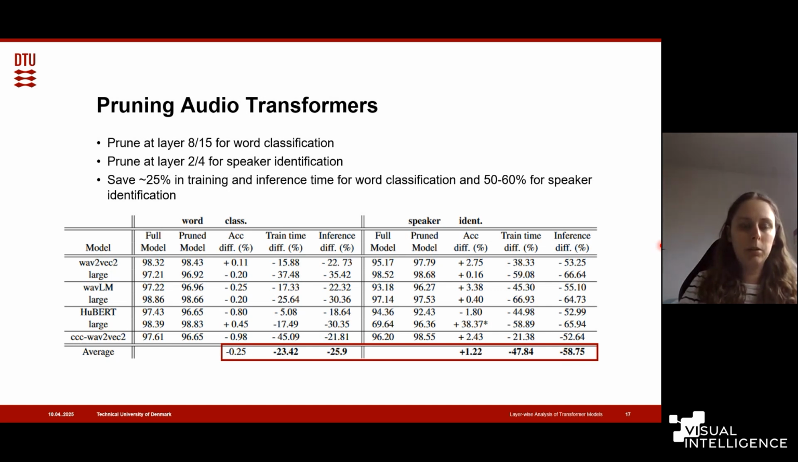And then we train the model. We can save up to 25% in training and inference time for the word classification, while only losing like 0.25% in accuracy. And for speaker identification, we can save half of the training time and even 60% of inference time. And we actually gain accuracy. So we have better performing models that are so much smaller than the original model by just choosing the right layer to train our models on.